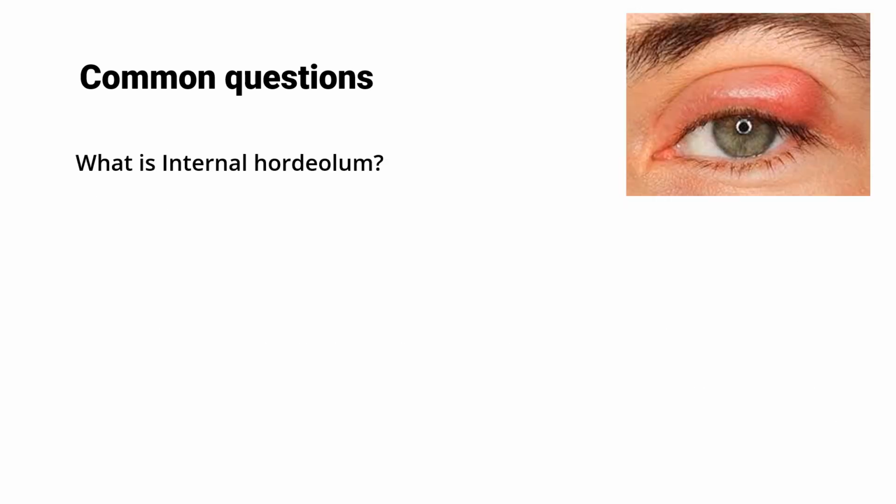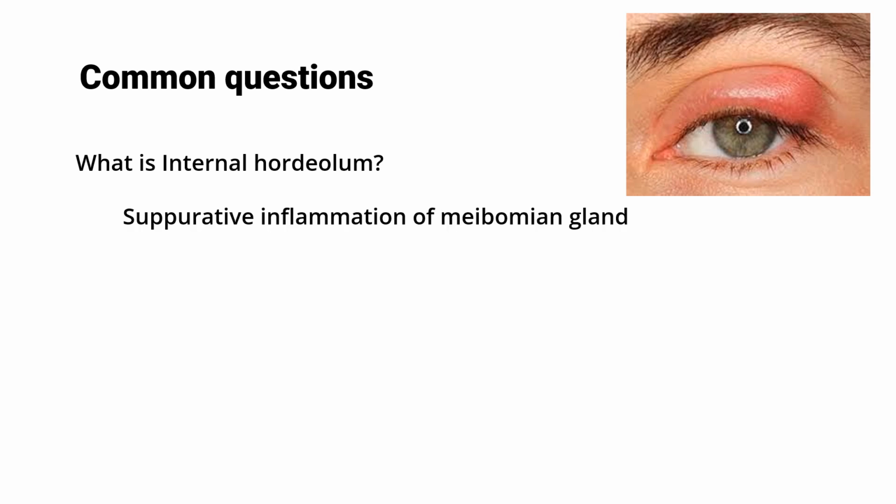Now, other questions: what is internal hordeolum? How do you differentiate chalazion from internal hordeolum? Internal hordeolum is a suppurative inflammation of the meibomian gland, whereas chalazion is a chronic granulomatous non-infective inflammation of the meibomian glands. That's why antibiotics are not the mainstay of treatment for chalazion, but antibiotics are the mainstay of treatment for internal hordeolum. How do they present?